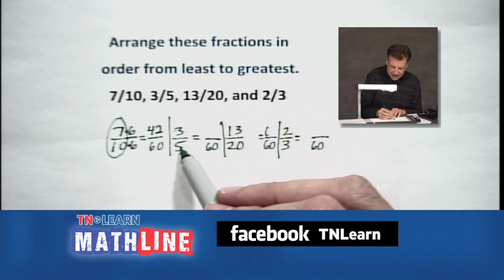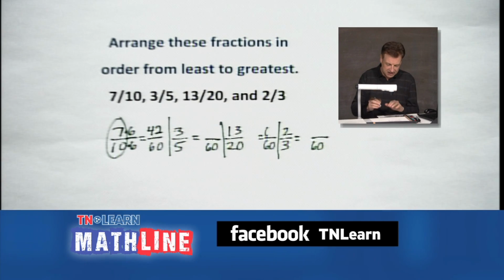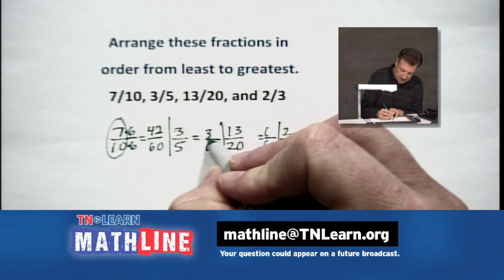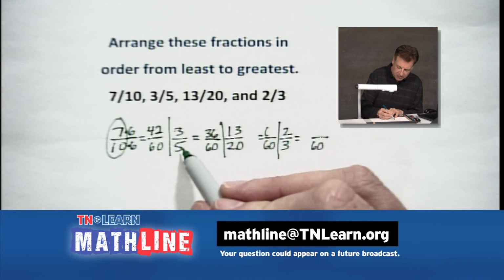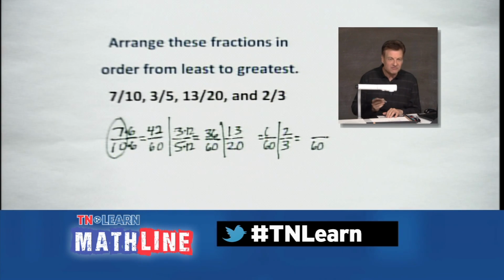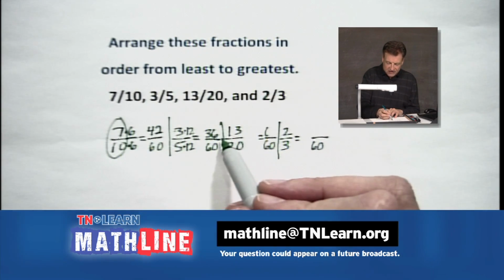Now here I'm going to look at, I know 5 will go into 60 evenly because there's a 0 on the end. It goes 12 times. So what I'm going to do, I'm going to say 12 times 3, which is going to give me 36. So in other words, I multiply this 5 times 12. Got to do that 13 times 12. That will give me 36. So already I've got 42 and I've got 36.